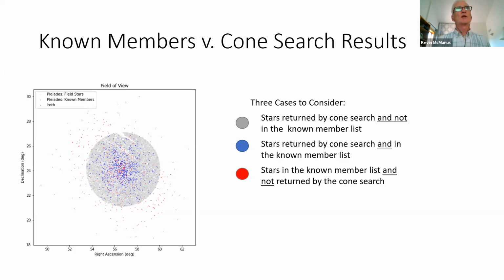So just to keep this problem manageable, I kept the cone search down to about 3 degrees. Concerning though are the red dots that are within the field of view, within the gray circle. Those are members of the Pleiades that for whatever reason we didn't find when we searched. My suspicion, although I haven't verified this quantitatively, is that those are stars that didn't meet the observation quality filter criteria that we imposed on the cone search. I don't know that for a fact. If I relax those, I'd probably get fewer red dots and more blue dots, but that's a theory at the moment, speculation.